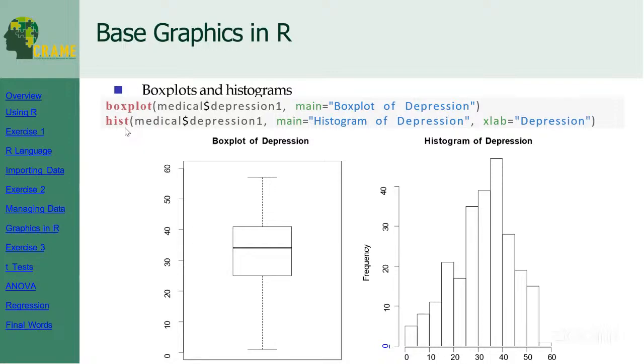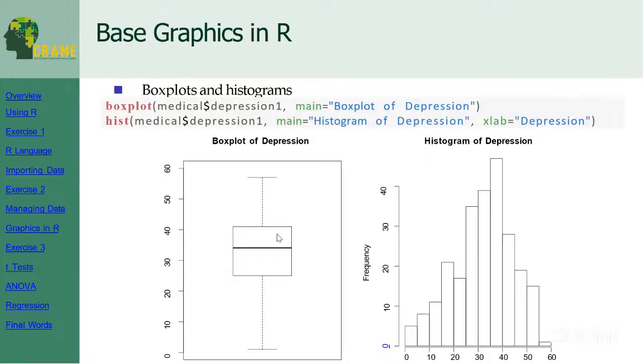Now, let us quickly see the visualization, box plot and histogram. So box plot and histogram are the two function names here. If I need to see the box plot of the depression 1, depression 1 is a variable which shows the depression. Definitions of the variables are written in the file which I've shared. So medical depression 1, this is the box plot.